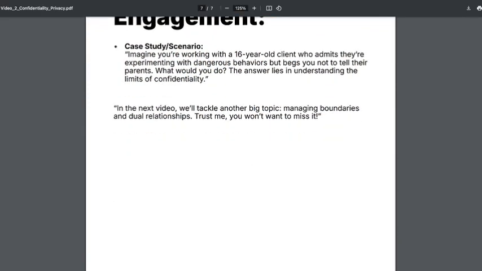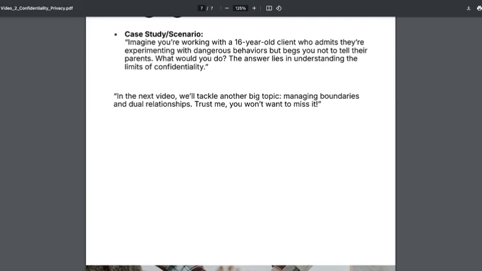So let me get some engagement with you guys. I'm going to give you a little scenario and then we'll see where this takes you. I want to get your mind going, so take out your pen and your paper and your notepad and write out your notes and all that good stuff. Here goes the scenario. Imagine you're working with a 16-year-old child who admits that they're experimenting with dangerous behaviors, but begs you not to tell their parents. What do you do? Say the person's using drugs or having sex. They're just doing things that are very risque.